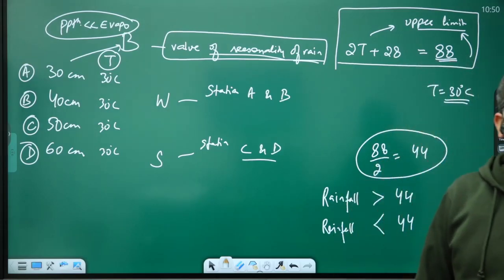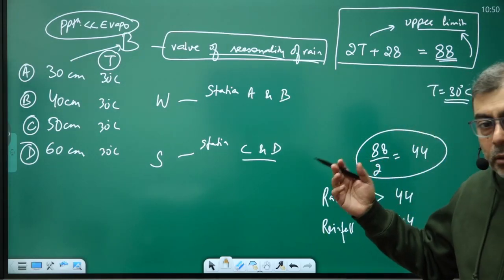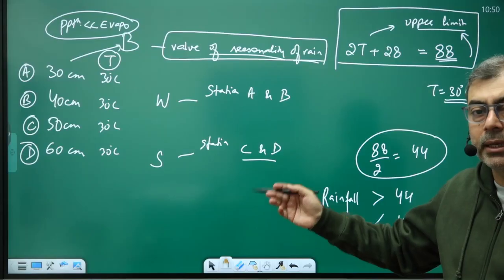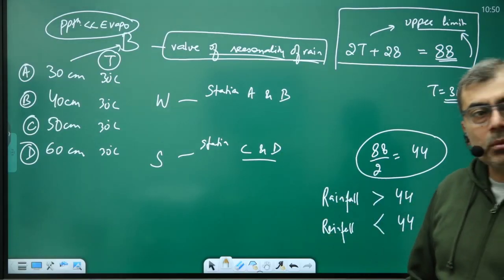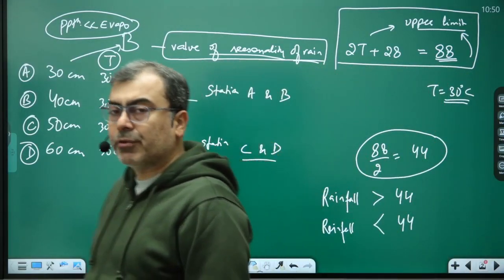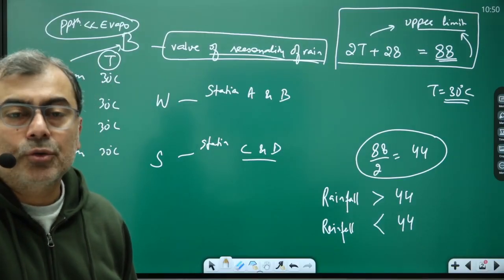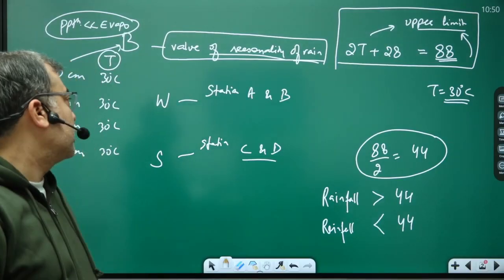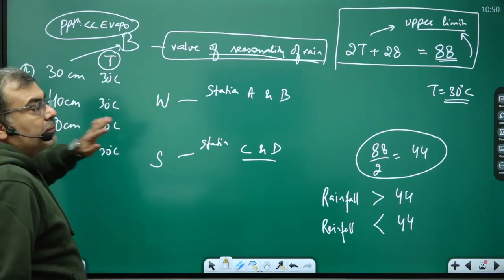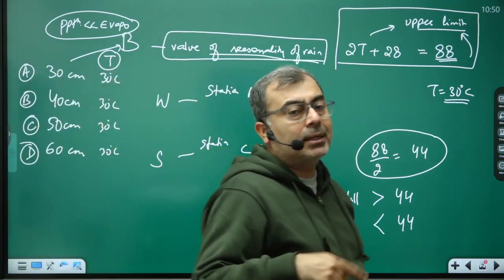Is everyone okay? So I have given you this formula, 2t plus 28. Determine the upper limit from this. Please determine the upper limit and then divide that by 2. Whatever value you get, please compare it with the rainfall of that region. If that is less than the upper limit, that is the case.